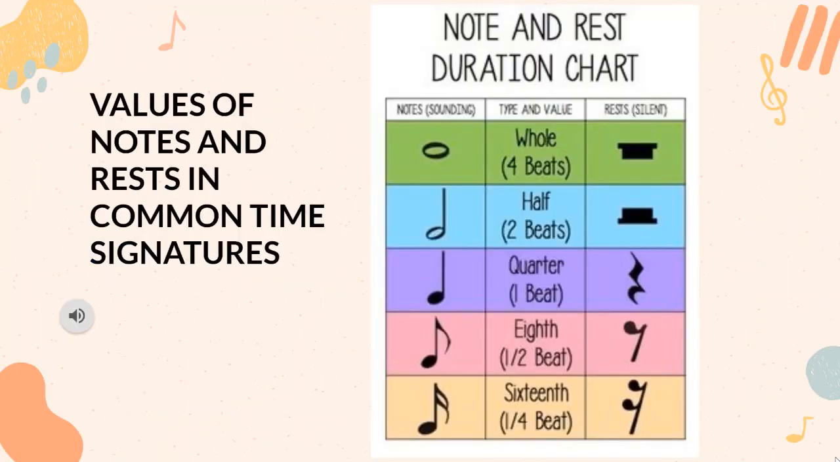Before we proceed, let's have a review on the different notes and rests and their values in a common time signature. A whole note or rest has 4 beats, a half note or rest has 2 beats, a quarter note or rest has 1 beat, an eighth note or rest has half beat, and a 16th note or rest has 1/4 beat.